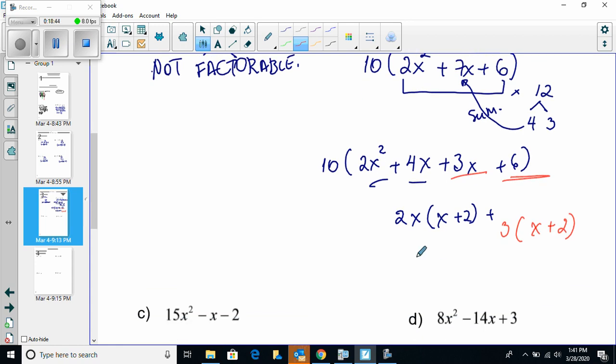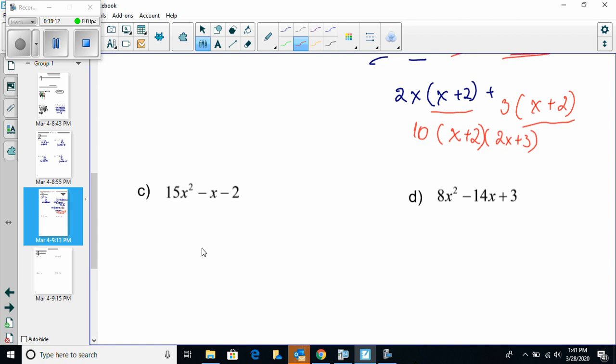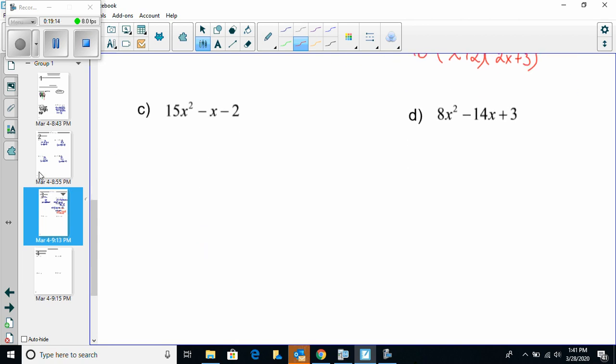So now, between those two, we have a common monomial, this monomial here and this monomial here, which means that we can rewrite this as 10 times x plus 2, if we factor out the monomial, times 2x plus 3. This method is known as the decomposition method. So let's do another example.